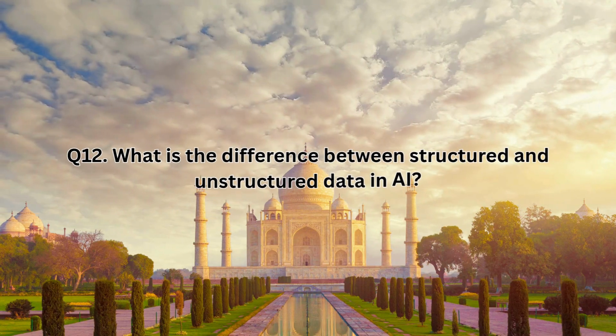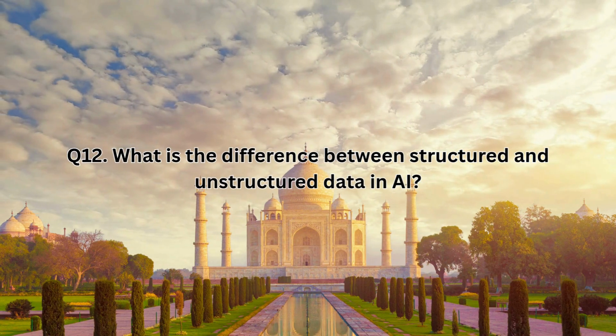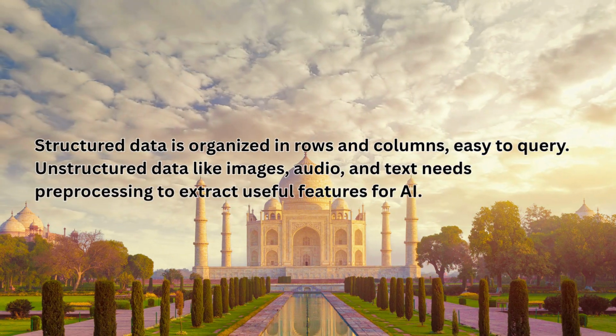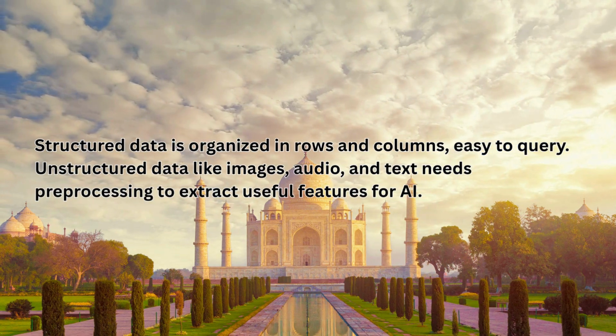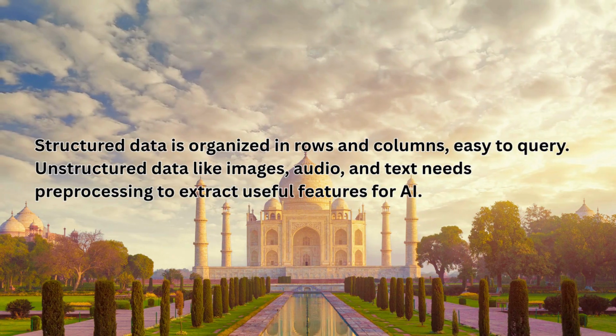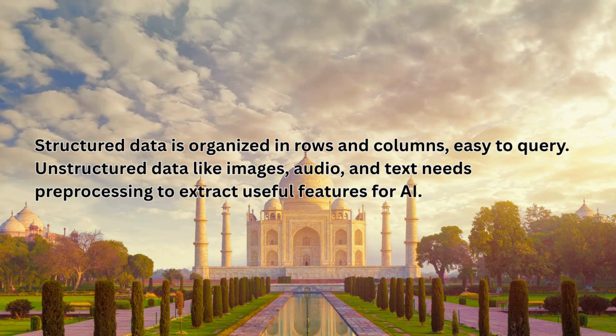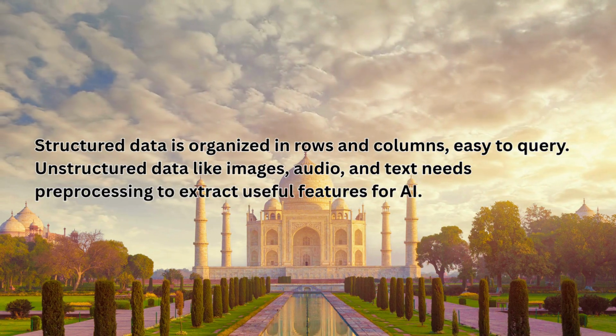What is the difference between structured and unstructured data in AI? Structured data is organized in rows and columns, easy to query. Unstructured data like images, audio, and text needs pre-processing to extract useful features for AI.